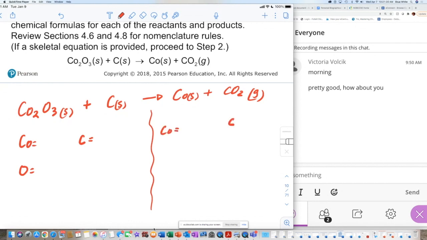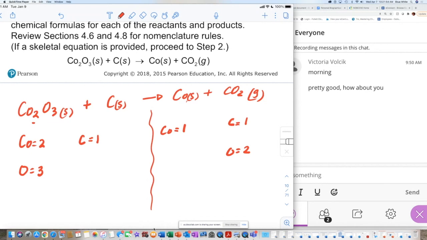CO, C, O. Okay, so I'm going through and trying to figure out how many atoms I begin with, and then from here I'm going to balance this out. In the formula right now, I have 2 cobalts, so I put 2 here. I have 3 oxygens, so I put 3 here. I have 1 carbon, I put 1 there. In this formula up here, I have 1 cobalt, 1 carbon, and 2 oxygens, right? So I'm writing the atoms, or the elements, below the formula.